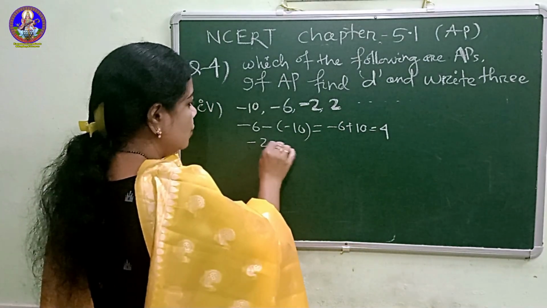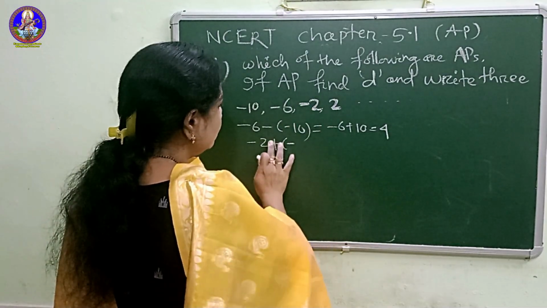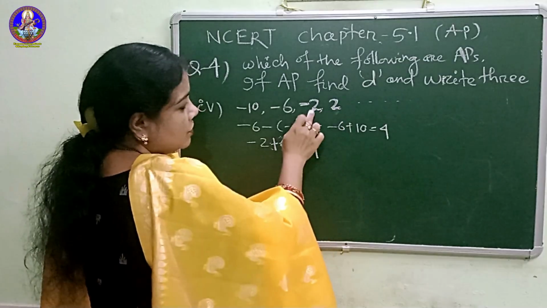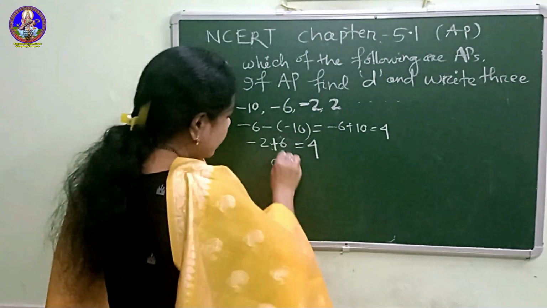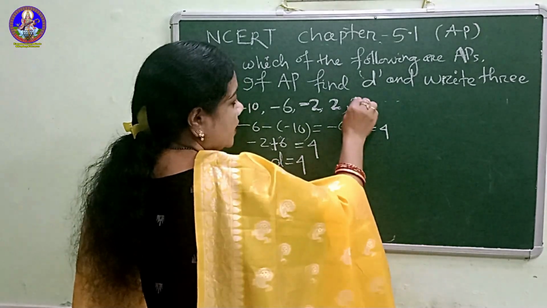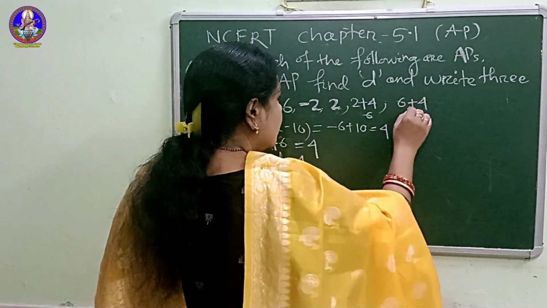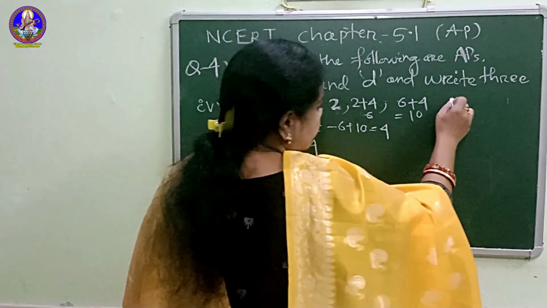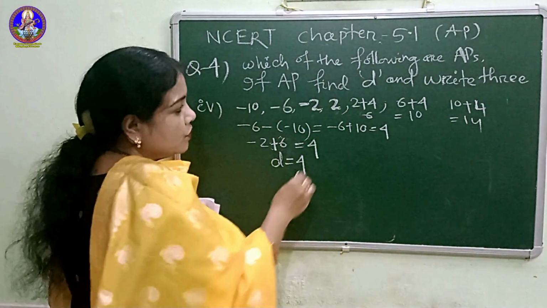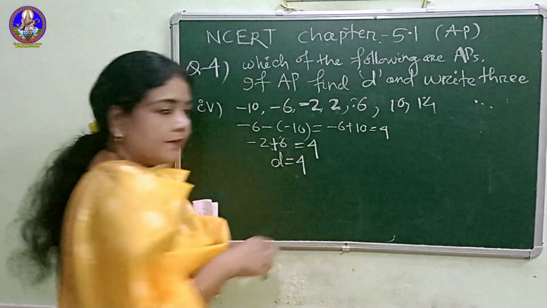Similarly, minus 2 minus of minus 6, that is minus 2 plus 6, that is also 4. And 2 minus of minus 2 is also 4. So d is equal to 4. Then if d is 4, what will be the next 3 terms? That is 2 plus 4, equal to 6, and 6 plus 4 equals 10, and 10 plus 4 equals 14. So the next 3 terms will be 6, 10 and 14.